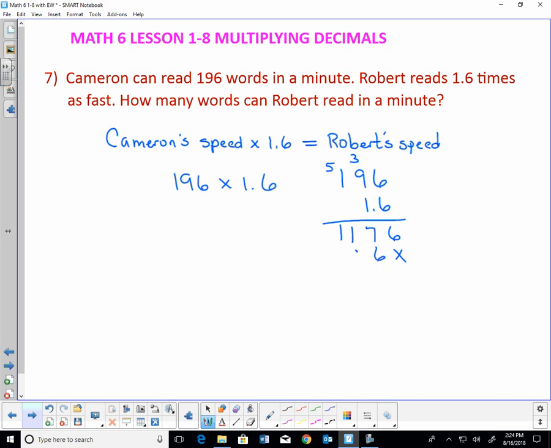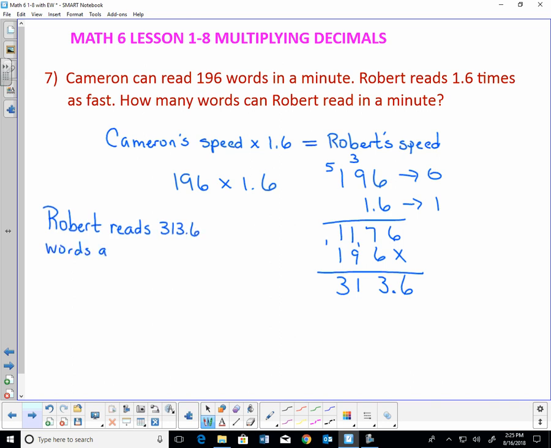6 plus nothing is 6. 6 and 7 is 13, carry my 1. 9 and 1 is 10, plus 1 is 11, carry my 1. 1 plus 1 plus 1 is 3. Decimal point, 0 here, 1 here, so I need 1 here. So 313.6. So Robert can read 313.6 words a minute. That's really fast. Robert reads very, very quickly. And of course, since it's a word problem, we write it in a complete sentence, making sure we label it.